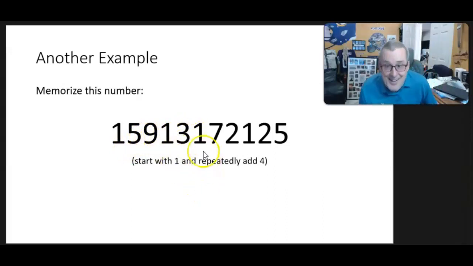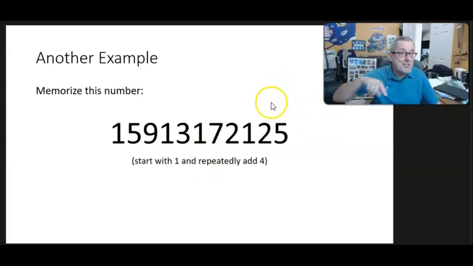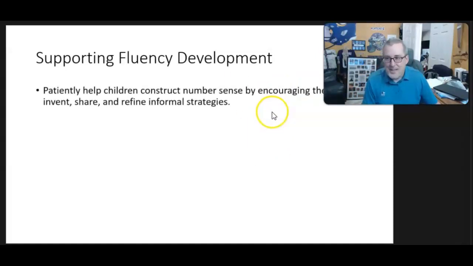You could go on and on and on. You could memorize a long number if you knew the pattern. This is just an example of how having an understanding helps you with the memory. And so, how do we support fluency development? How can parents help at home to support fluency development? Help children construct number sense by encouraging them to invent, share, refine informal strategies.